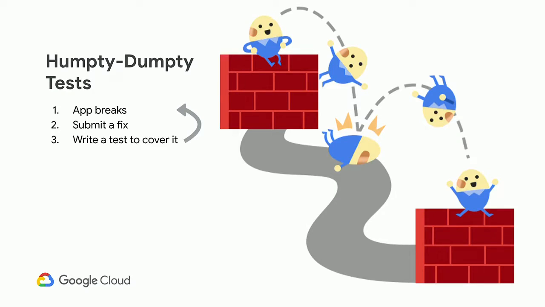After quality gates, this is my personal favorite test strategy and one I've often employed. I like to call them Humpty Dumpty tests. This is where you don't actually write any tests until after the failure occurs.